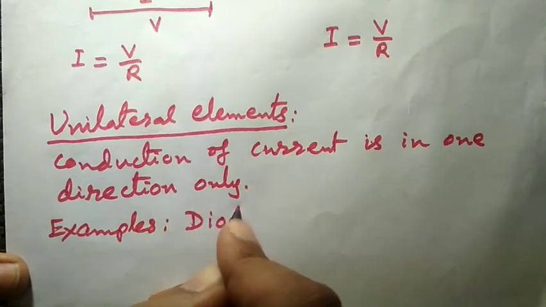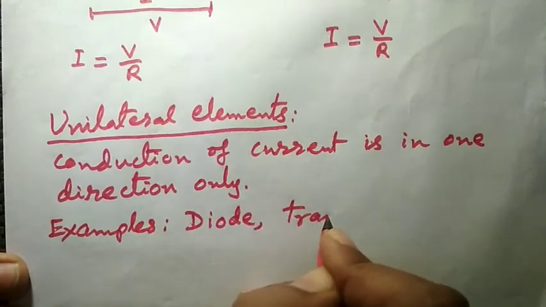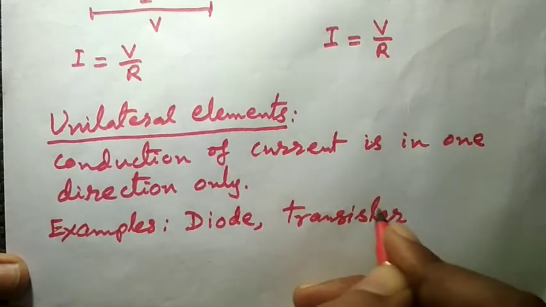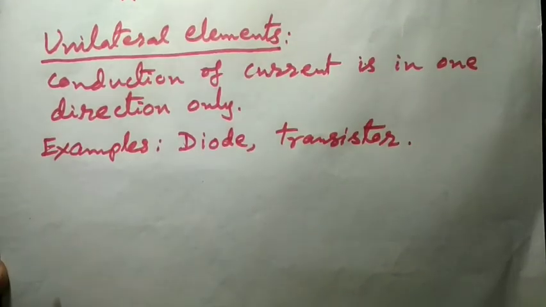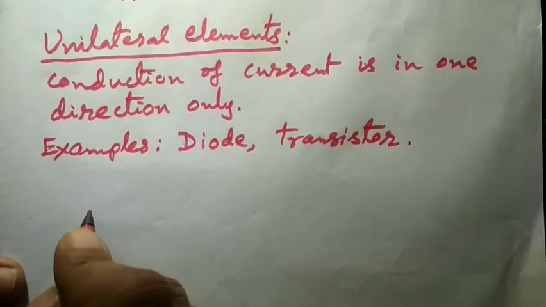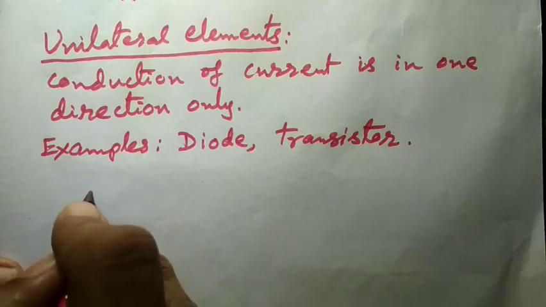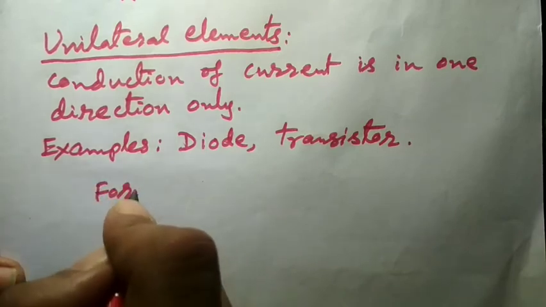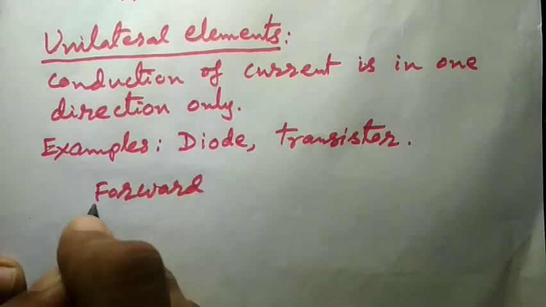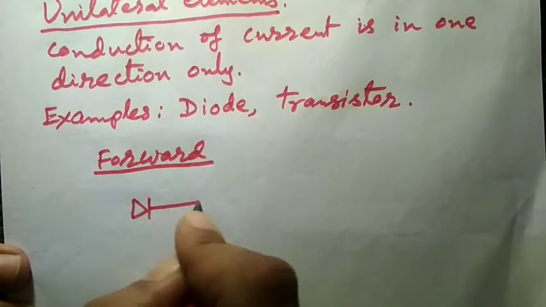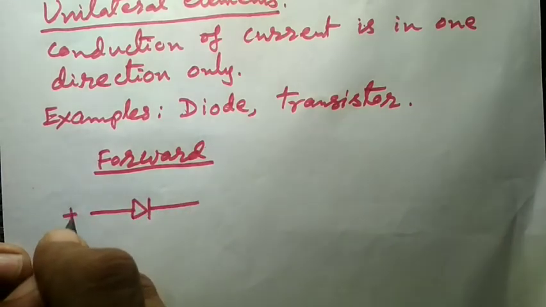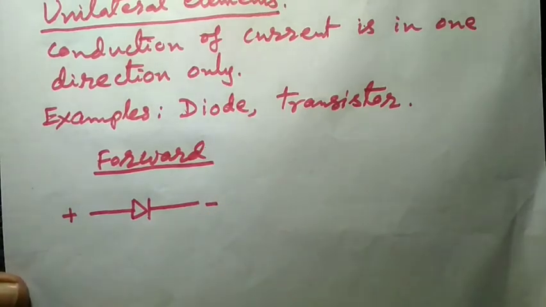again diode, transistor, etc. Now take the example of the diode. In case of forward biased condition, the polarity of the diode should be as shown here. So the current will flow from positive to negative terminals.